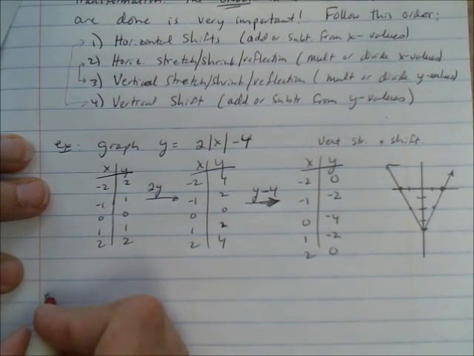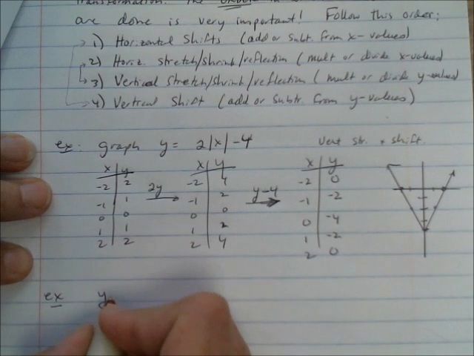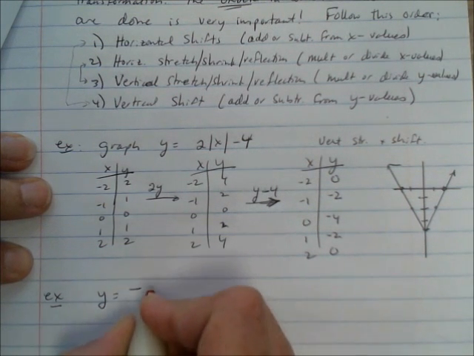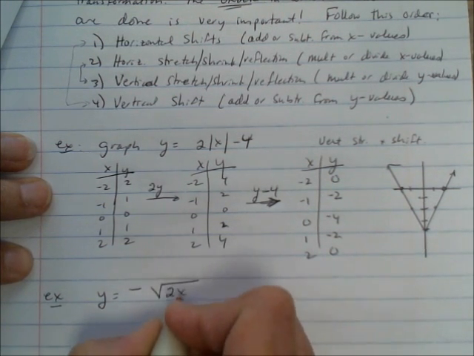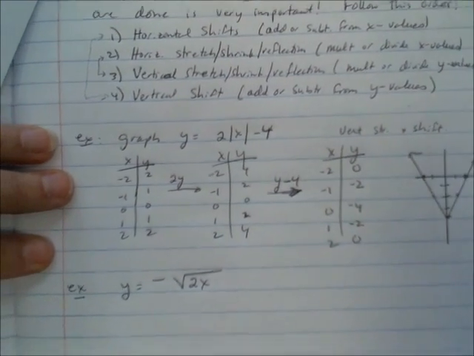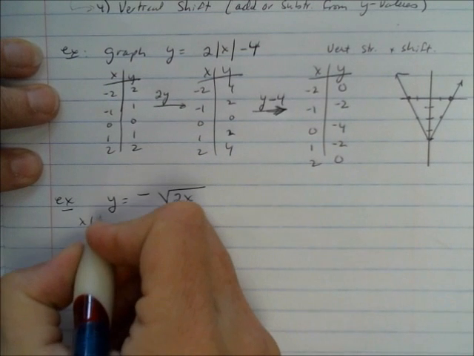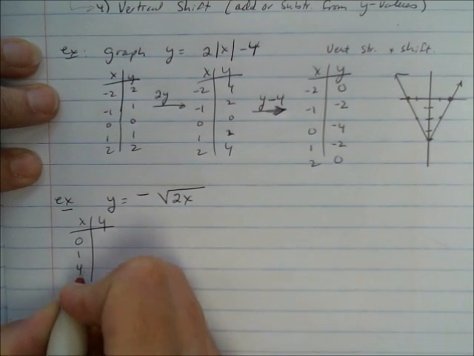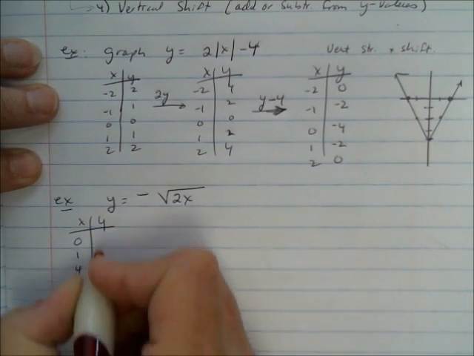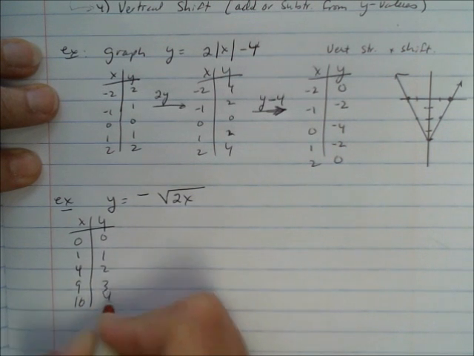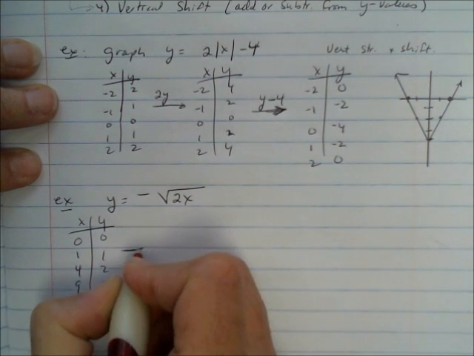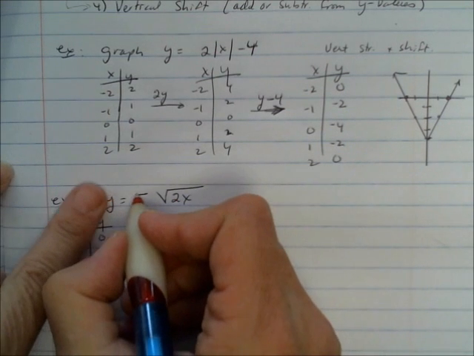Here's your second example. Let's graph y is equal to negative square root of 2x. So we got a square root parent function this time. To start out with our xy table, remember we have 0, 1, 4, 9, and 16, the perfect squares. And then let's see what we have. We have 3 things going on.